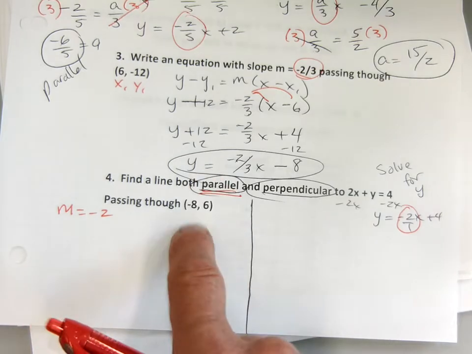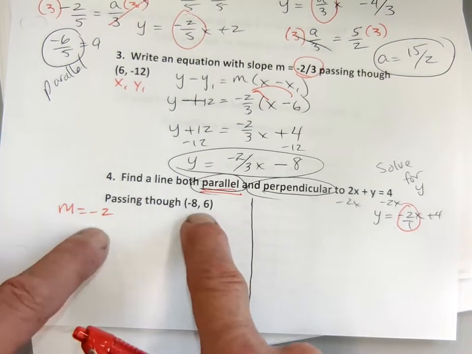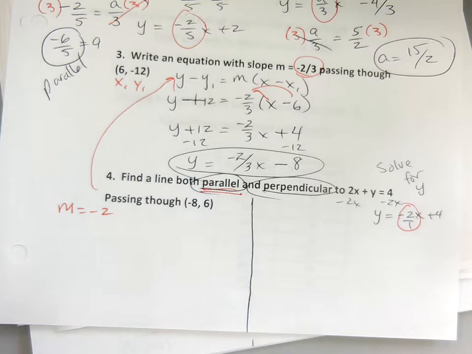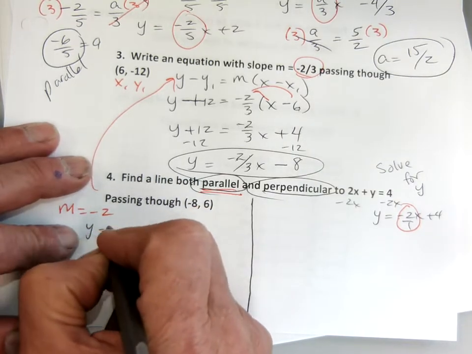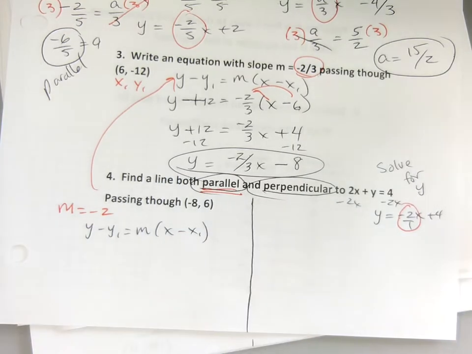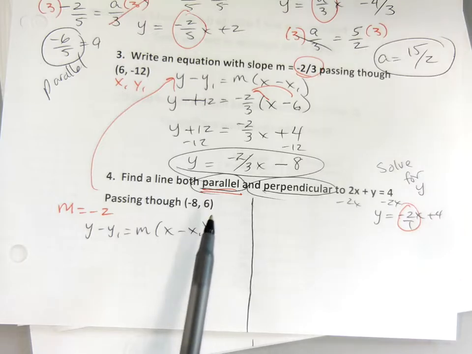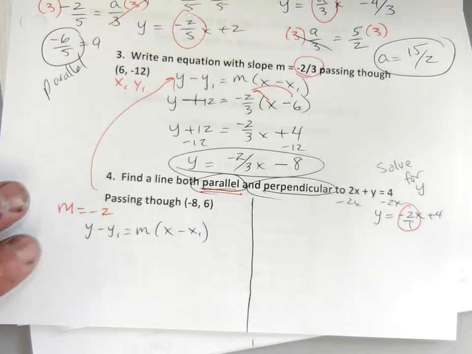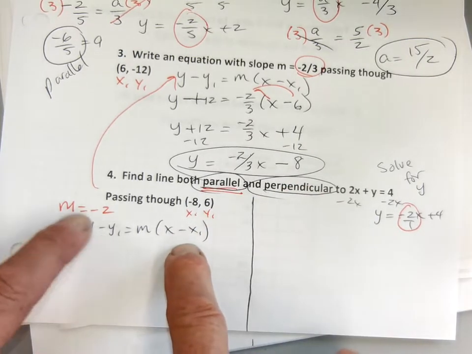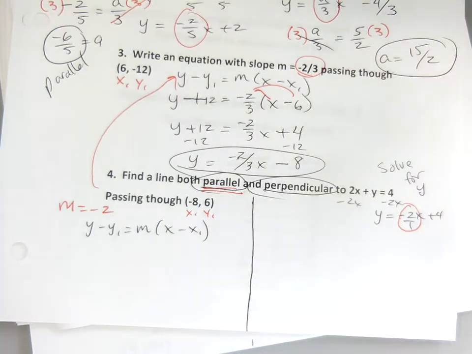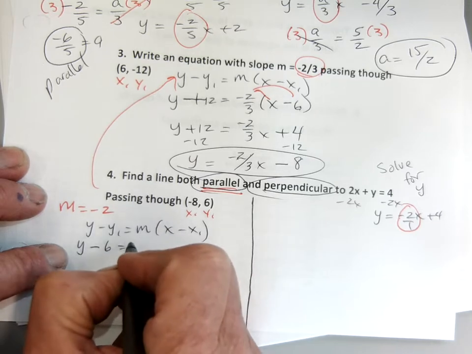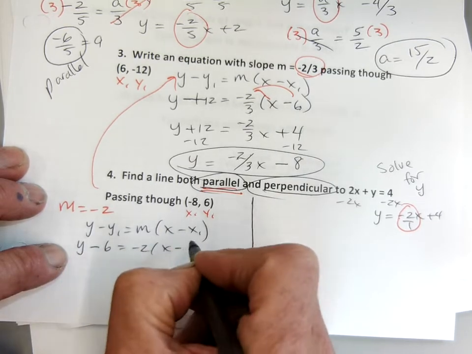Okay, that's the slope. So if they're parallel, they have to have the same slope. Again, I have a point and a slope. If I have a point and slope, let's use the point-slope formula, right? So I'm going to write y minus y1 equals m times x minus x1. We can take our point x1, y1, plug it into the formula, and our slope, and plug it in the formula. So we'll have y minus 6 equals negative 2 times x minus negative 8.